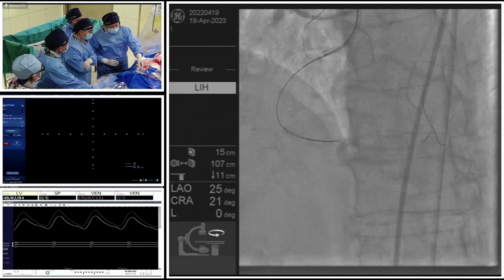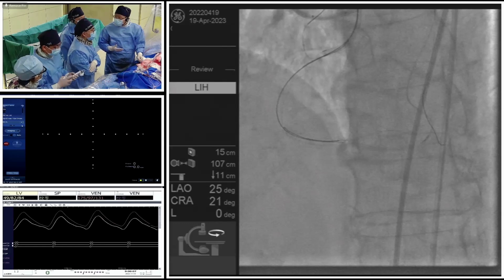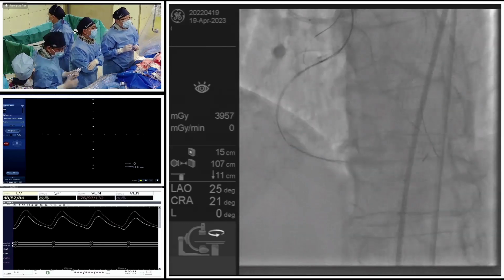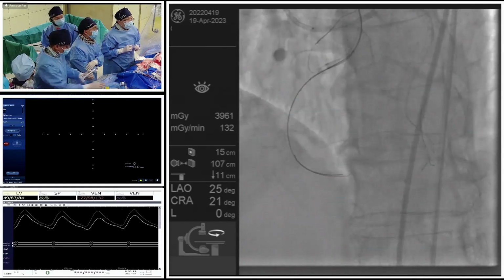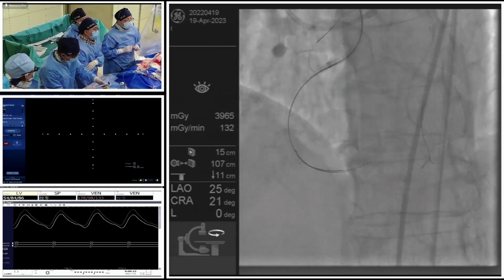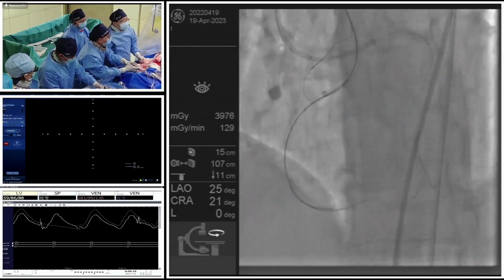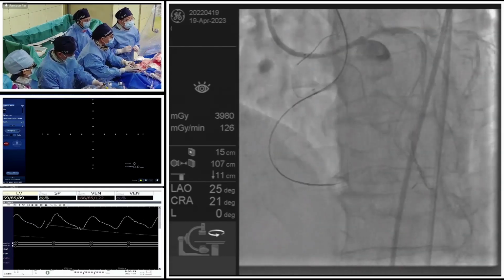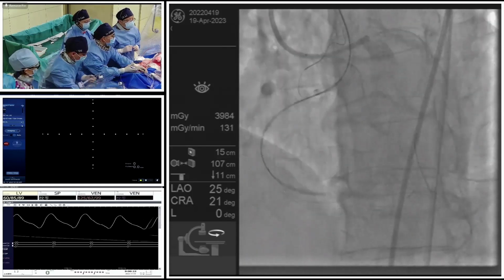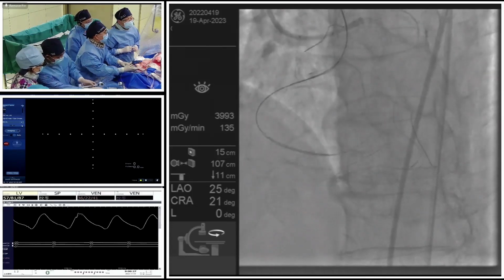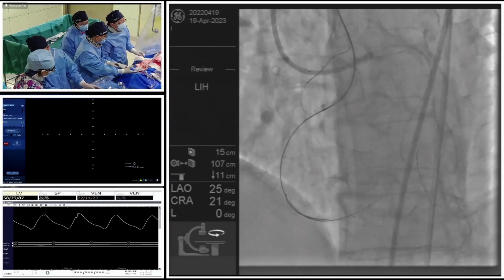Okay. Any questions? Do you have any questions? Actually, I think that this technique is quite good because absorbable sutures do not leave anything behind. So in the future, it will heal by itself, unlike the coil that will stay permanently in the body of the patient.